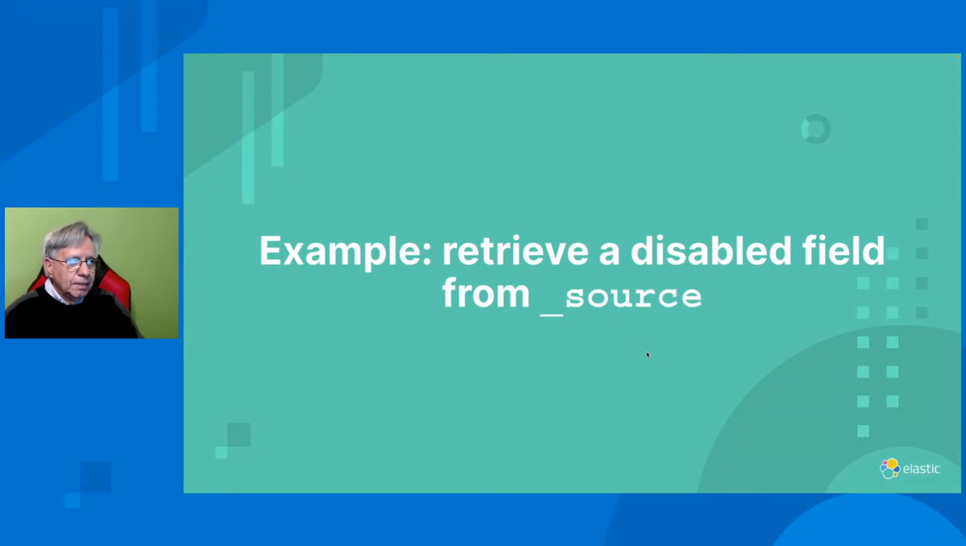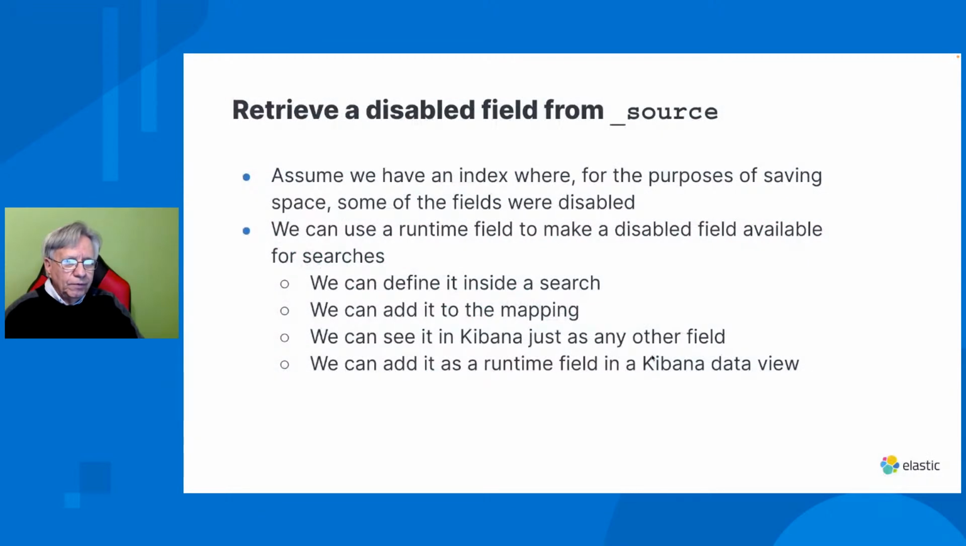So the first example, I am going to take a field that we decided not to index because we were going to save the space, but then we find out on a search we need it, so we're going to promote it from the source. Okay, that's example 1.